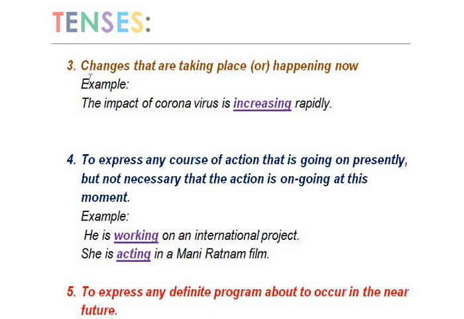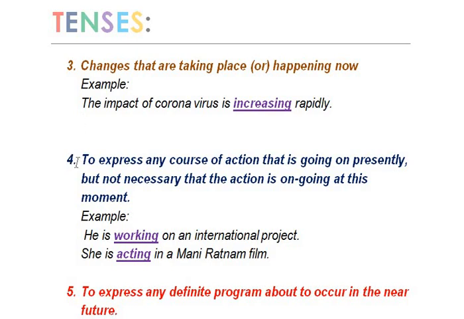And the third usage of present continuous tense is for changes that are taking place, happening now. For example, the impact of coronavirus is increasing rapidly. So at this moment this change is happening. That's why we have to use present continuous tense.